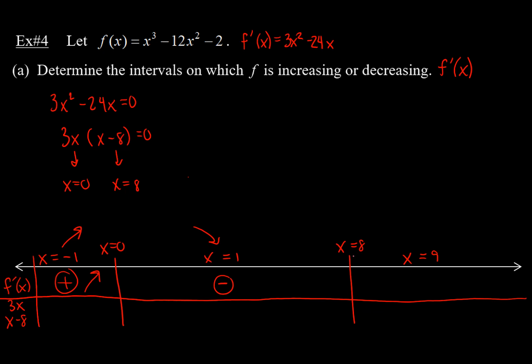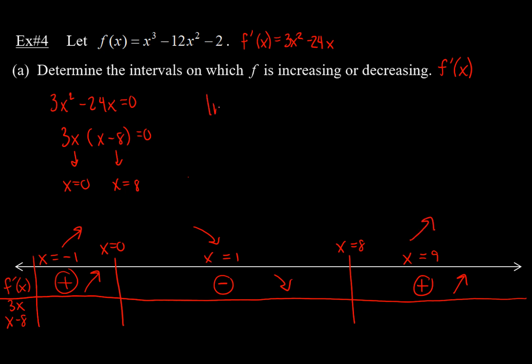And then at this critical number, here at 8, I've got 0. So I'm going to plug in the number after 8. I'm just going to use 9. So 9 minus 8 is going to give me a positive 1. 3 times 9 is going to give me 27. Multiply those together, I'm going to get a positive number. So this is increasing.